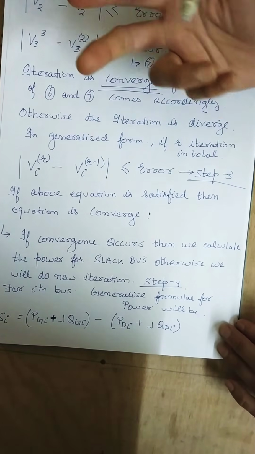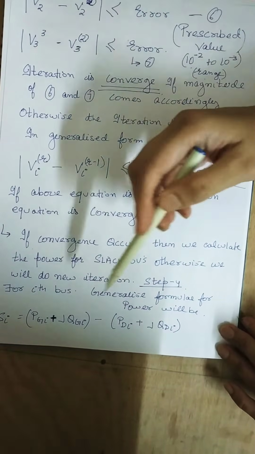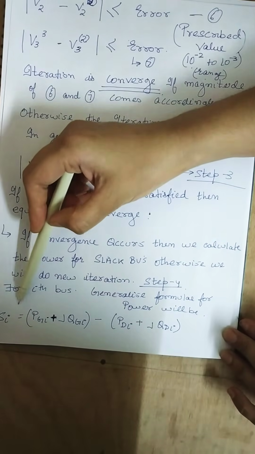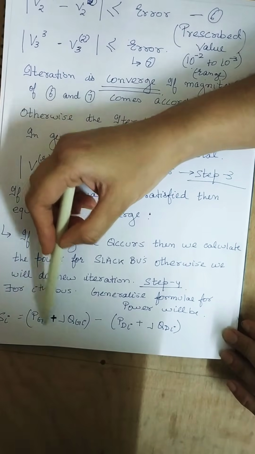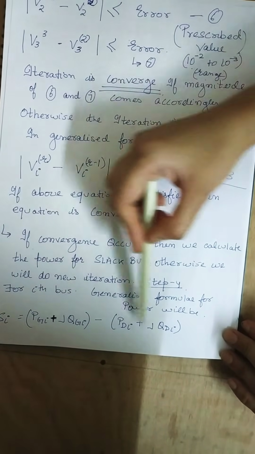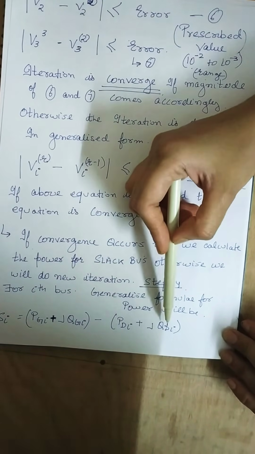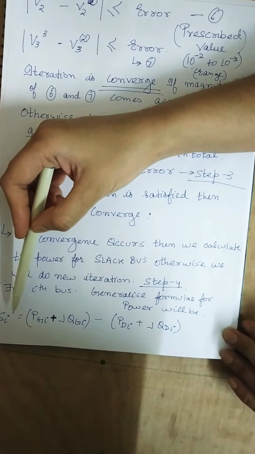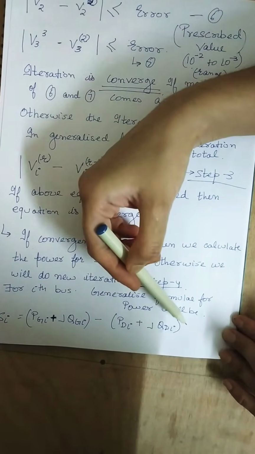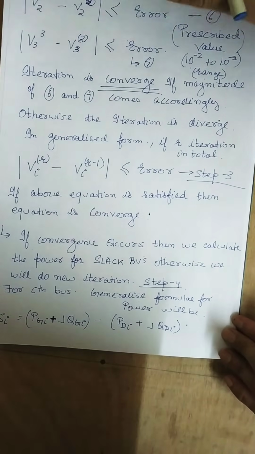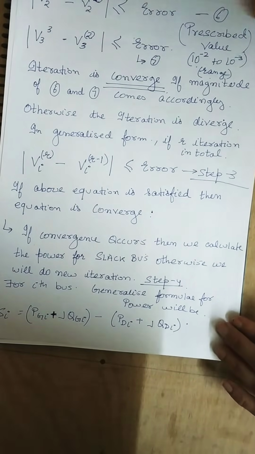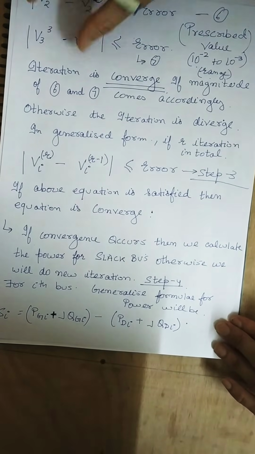Now for that calculation of power, we will consider these equations. For any ith bus, the power at the generator minus the power at the demand side will be the total power at that ith bus. So we will consider this equation to find the power of any ith bus. Things will be more clear when we do the numerical.